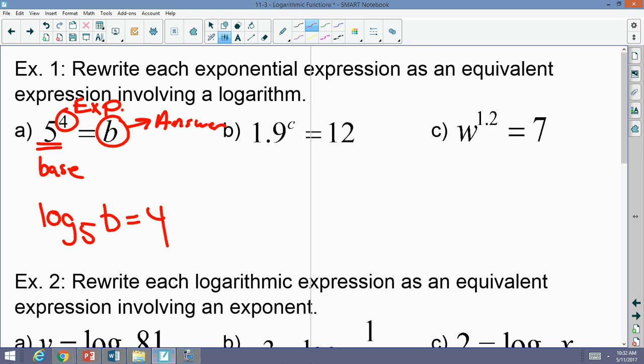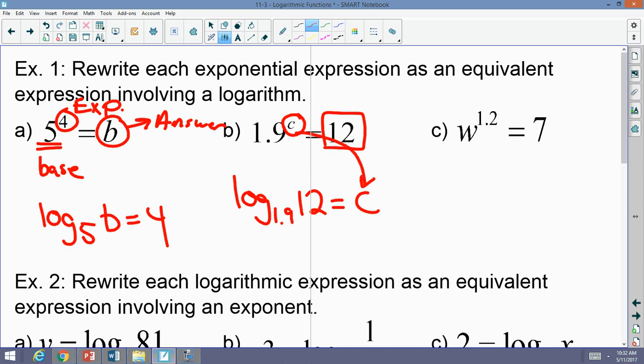How would this next one be? 1.9 to the c power equals 12. Log base 1.9 of the answer, 12, equals c. But remember, this c is the exponent. When we're putting it into log form, the exponent becomes my answer.